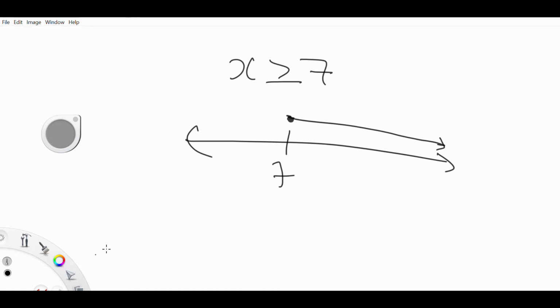And one thing you have to notice is that for these greater than or equal to symbols, and for the greater than, all of them have an arrow at the end, showing that there's an infinite number of values on that end, which can be a value for x.